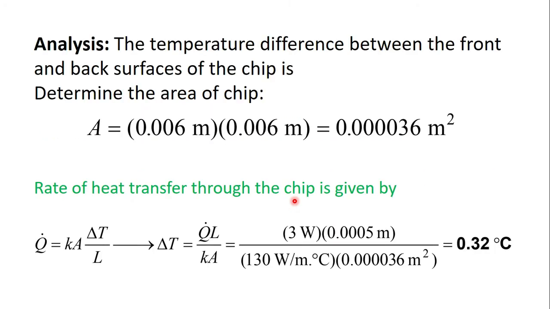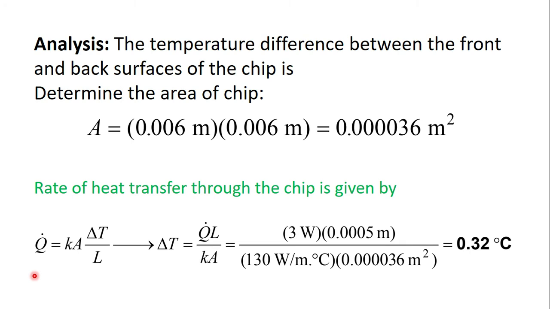The first thing that we have to determine is the area of the chip, in meter square units. We are given the dimensions in millimeters, so we will convert those units into meters, and after converting, we will multiply the length by the width, and we will get the area, which is equal to 0.000036 meter square.